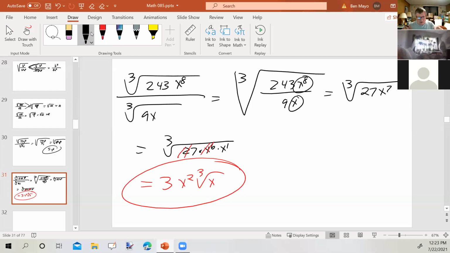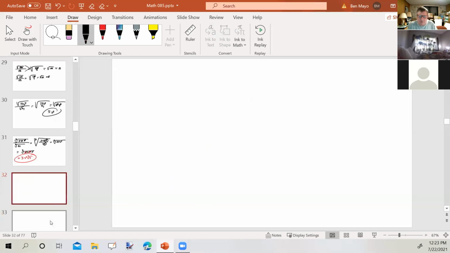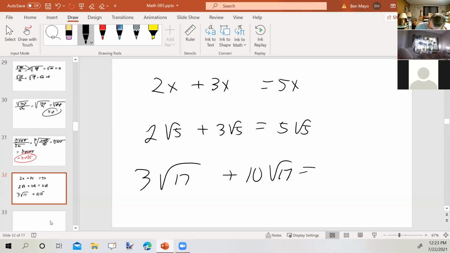We're getting ready for the final approach to the runway. This says simplify by combining like radicals. What's 2x plus 3x? That's 5x, right? What would 2 square roots of 5 plus 3 square roots of 5 be? That would be 5 square roots of 5. What would 3 square roots of 17 plus 10 square roots of 17 be? That would be 13 square roots of 17.